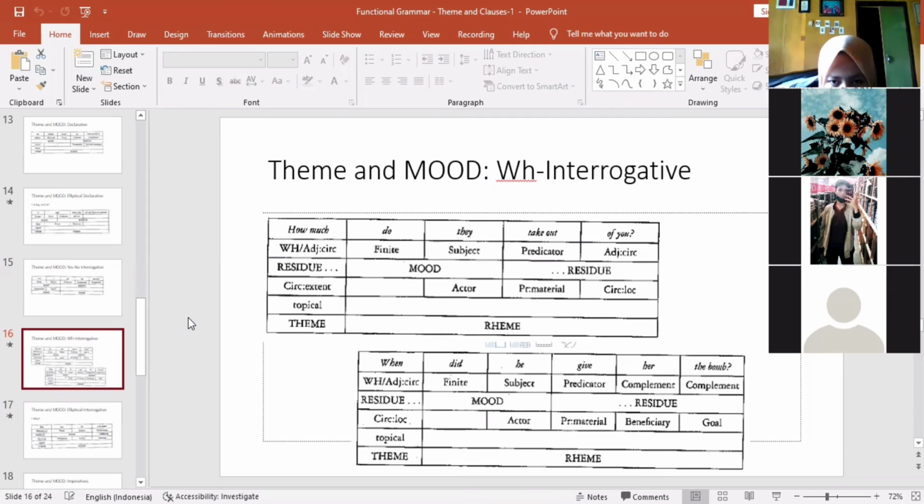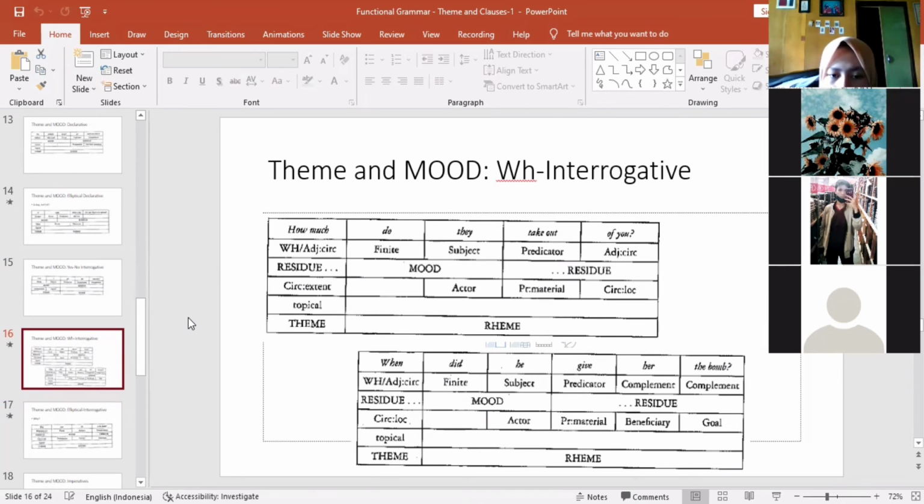And then for the transitivity analysis, how much is circumstance extent, they is actor, take out is material process, of you is circumstance of location. And then how much is topical theme, and do they take out of you is Rheme.